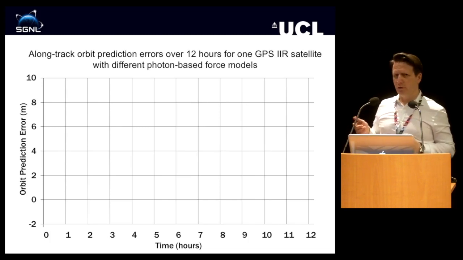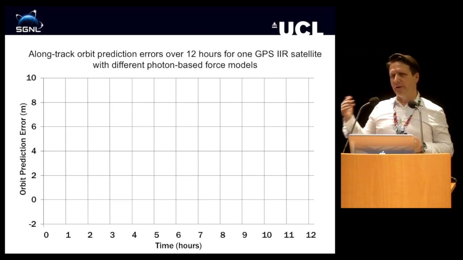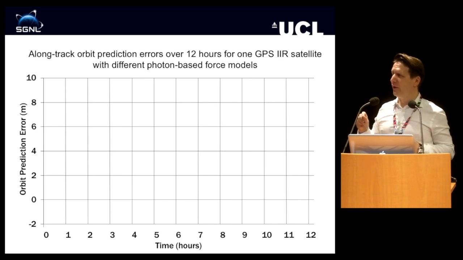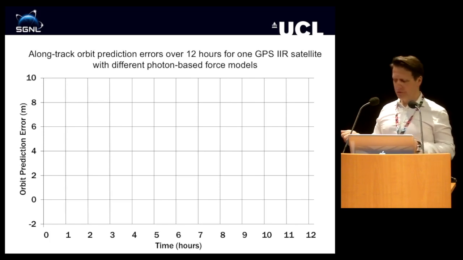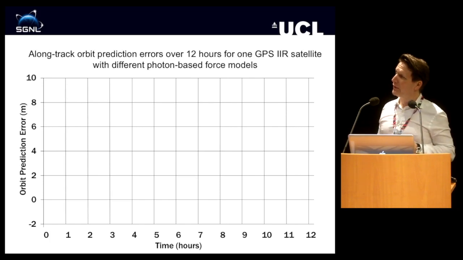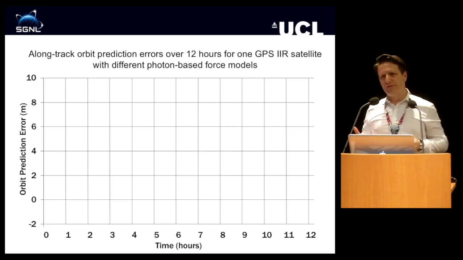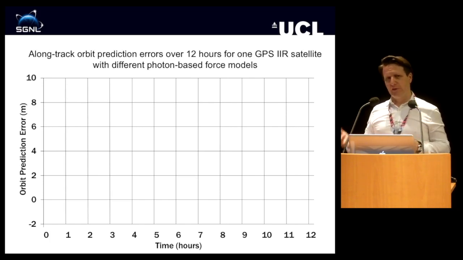So what we're going to do is take some initial conditions of a space vehicle, position and velocity, and then predict forward from there. We do a bit of fitting for the first 3 hours prior to this to tune the initial conditions, then predict forwards in time and compare the predicted trajectory to a precise orbit, and then look at the along track error in that.